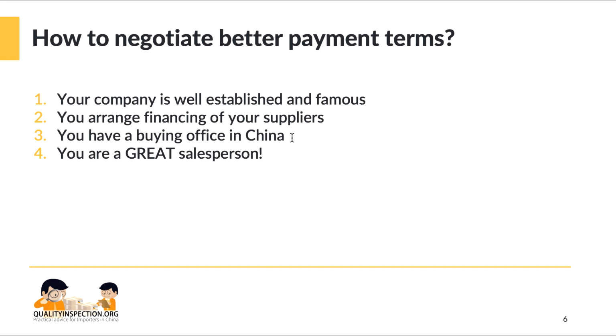Number 3 is you have a buying office in China, you contract with them from your China company to their China company. It does build some level of confidence because they know they can visit you, they know they can sue you if you end up not paying. And finally, if you're just a great salesperson and you can really hype things up and get these people really excited, who knows what you can negotiate. It's always humans doing business with humans, so that of course works.